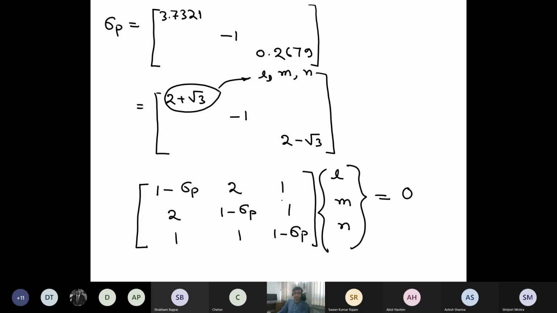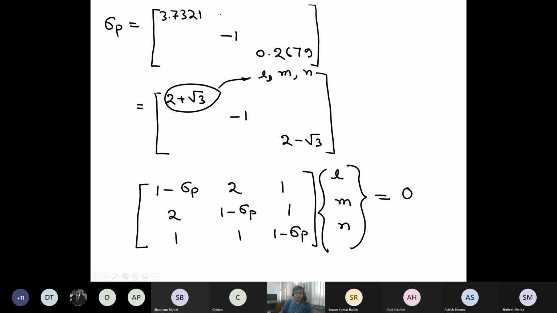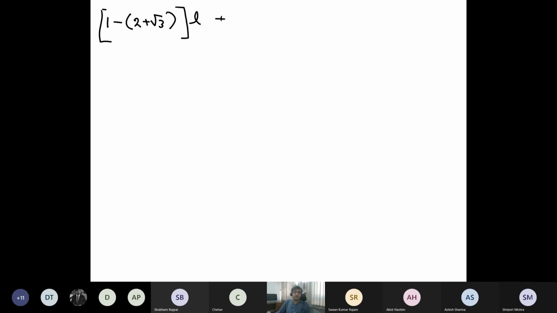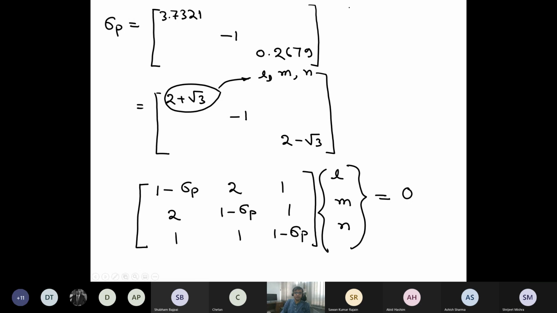So now let us write down the three equations that I have. So sigma P is equal to 2 plus root 3. So I'm going to substitute this times L plus 2M plus N is equal to 0. That is my first equation.